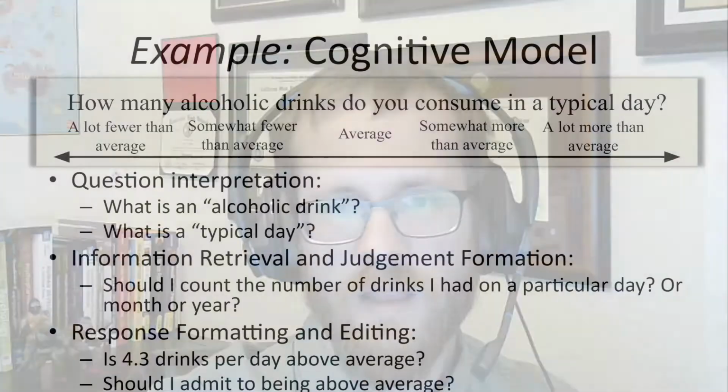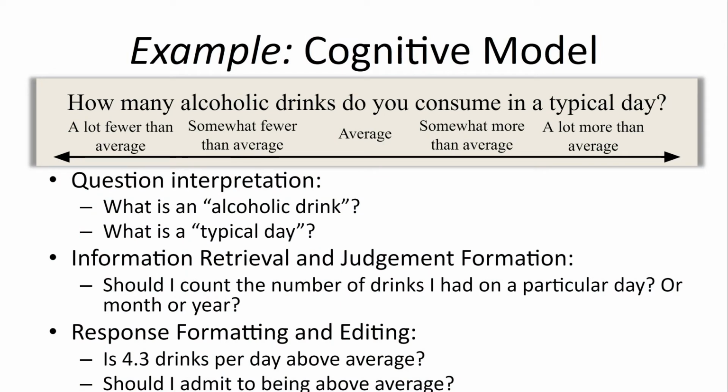Well, is that normal? How should they rate themselves? Because this answer scale that you see here doesn't have a number on it. So is 4.3 average? Does it go somewhat more than average or somewhat fewer? They're going to have to make that decision. They have to define what average is in this case, because they're not told what that means.